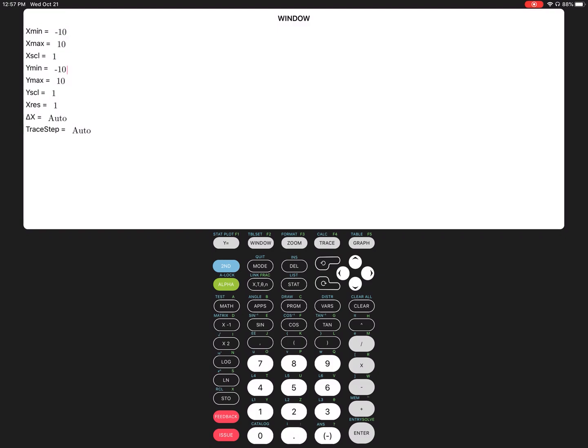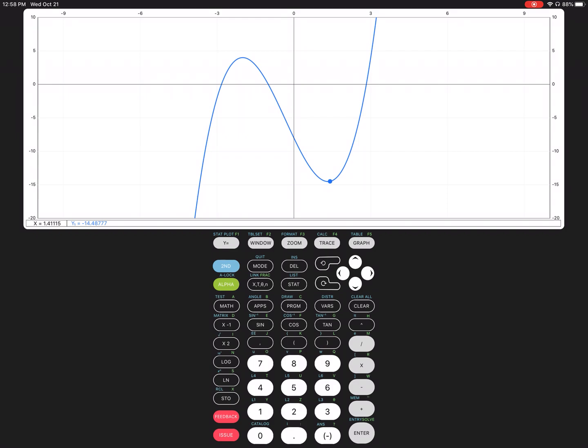So if you notice my y's, I couldn't see the bottom, the minimum of that turn. So I'm going to type in -20. Okay, so X min, farthest left, X max, farthest right. The scale, I only want it to go by ones. Y min, get it clear down to -20, up to 10. Leave everything else the same and hit graph. Great, now I can see the main parts of the graph.